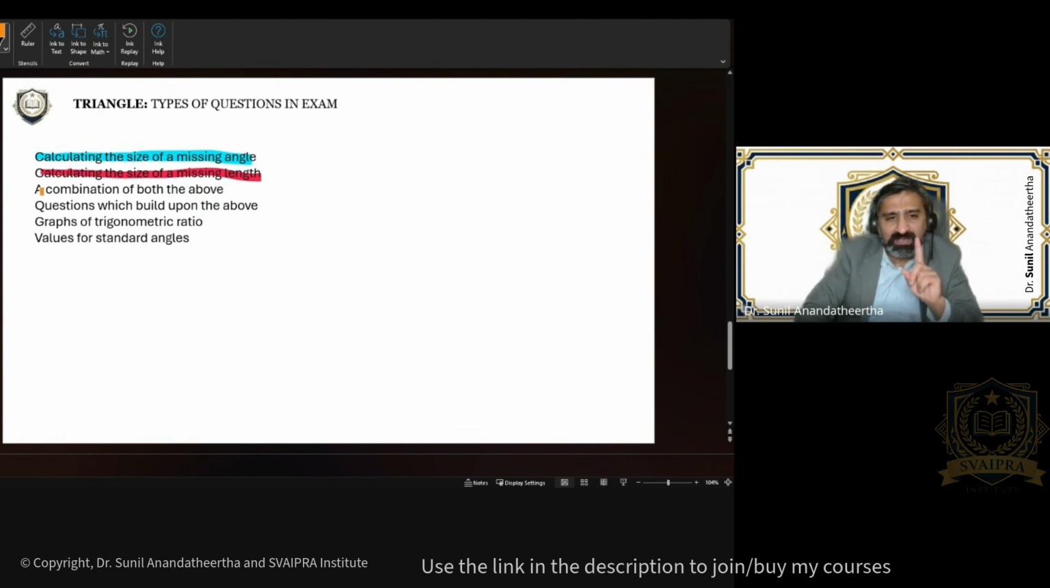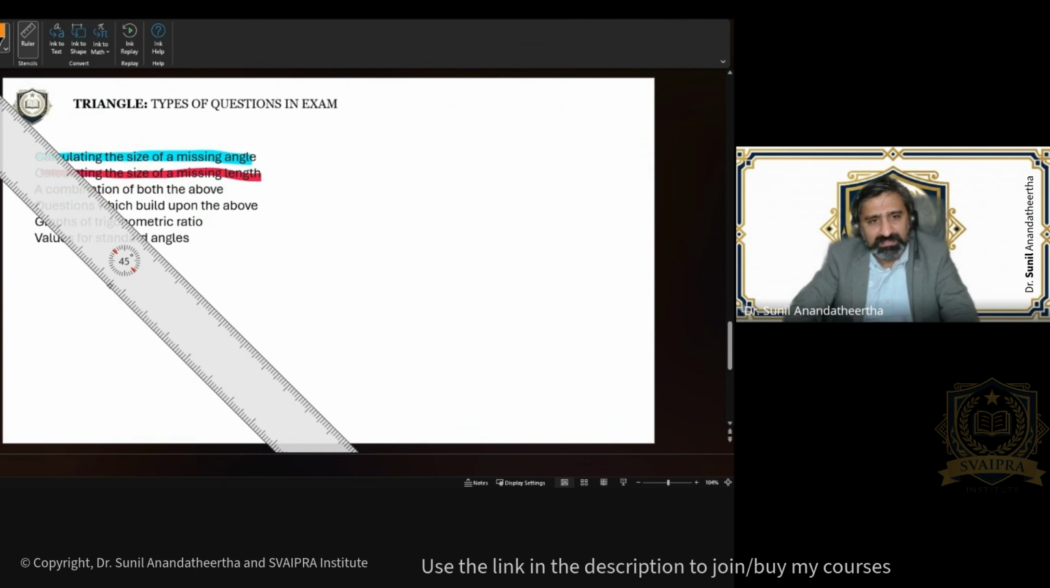Now, the other one that we have here is a combination of both of the above, which is pretty simple, and we're going to be having a look at all these.